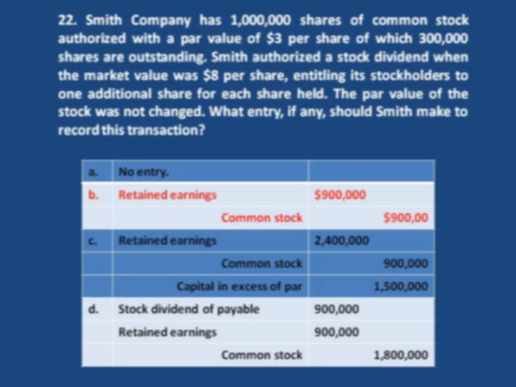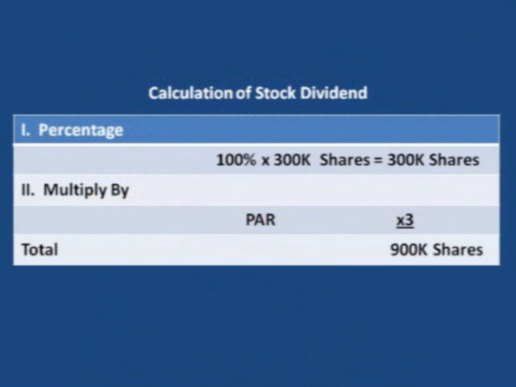All right? Say, wait a minute, Bill, you did that too fast now. Let's go back and write it down. That's good. I just want you to kind of see it, and then let's go back and look at this. What did we say? We said you take the percentage. The percentage is 100%. You multiply it by the shares outstanding. 300,000 shares outstanding. That says you're going to issue 300,000 shares.